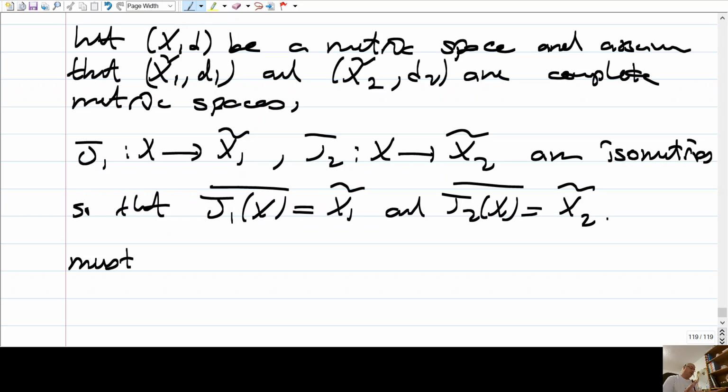But this is a bijection. Every element in X has a corresponding element in the other metric space, and vice versa, and the distances are preserved. So we will consider this kind of metric spaces to be the same.